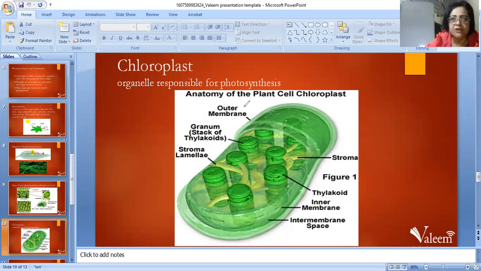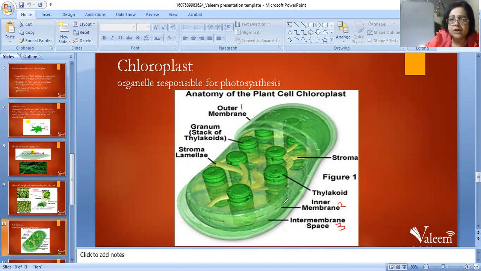So let me write down, this is the outermost membrane, let me label it as 1. Then you can see another labeling over here, this shows the inner membrane. It means that it is made up of two membranes, the outer membrane as well as the inner membrane. Now there is a little space present between the two membranes. What do we call it? We call it the intermembranal space. So I have numbered the outer membrane as number 1, the inner membrane as number 2, and the intermembranal space as number 3.